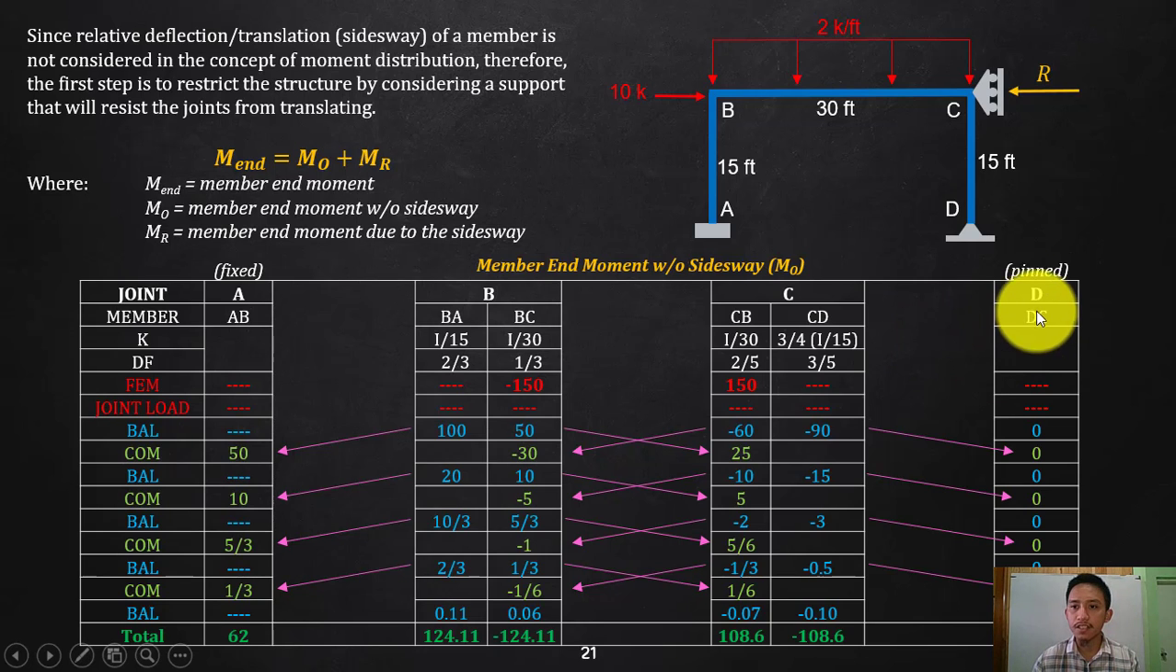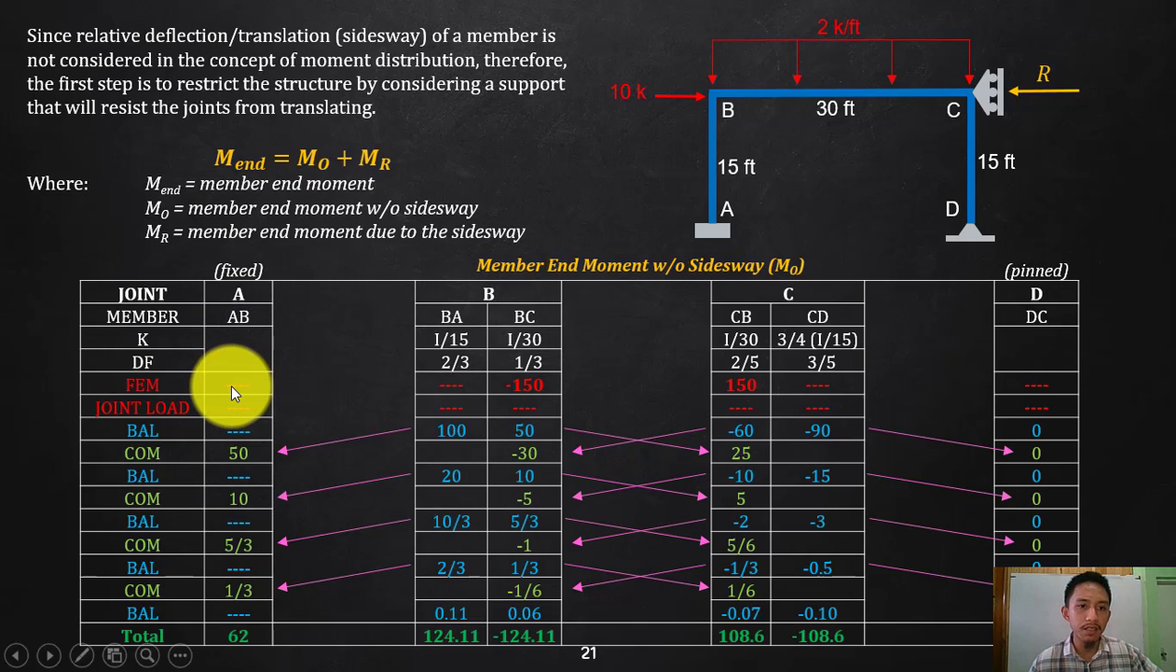Then joint D, that is a pin. If that is a pin, then no need for us. And actually, that is just a single member connected at D and A, so we do not actually need that distribution factor. And remember, your fixed support, we do not need to balance since the support will receive the excess moment. In your pin, we need to balance that totally.